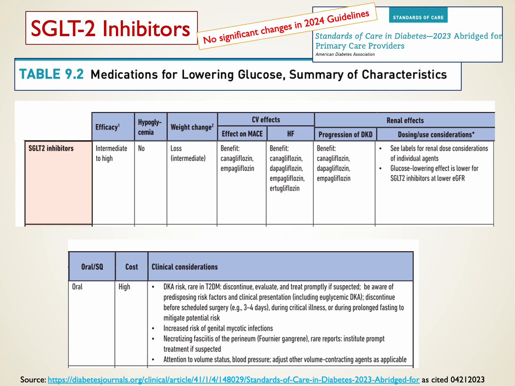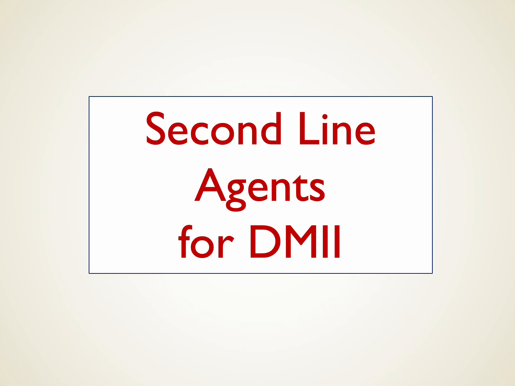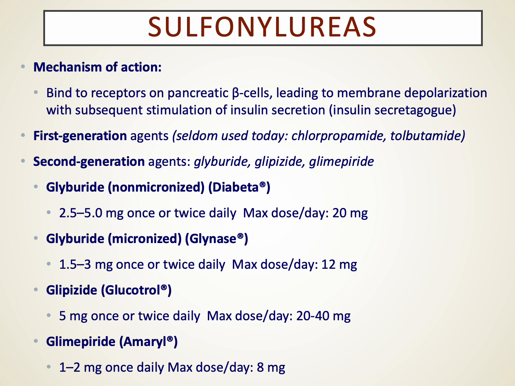Let's spend a little bit of time talking about the second line agents for type 2 diabetes. I want you to have awareness of them because you'll see patients still on them. Occasionally, you'll see patients start on one of these, but not all that often. Let's talk them through, though. First are the older sulfonylureas. They've been around for a long time. They work to affect the insulin secretion. The older first-generation agents like chlorpropamide are virtually never used anymore.